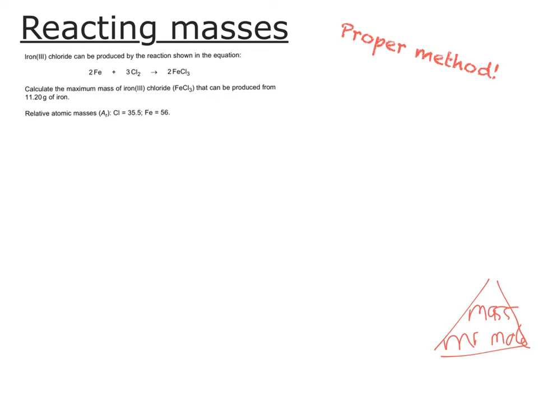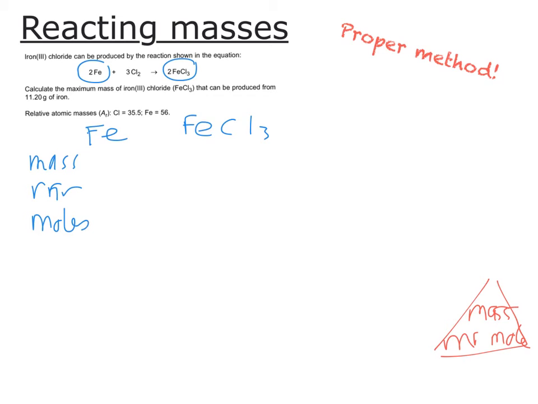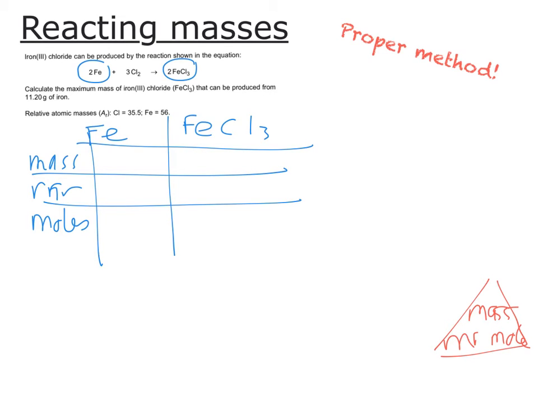Okay, so it's the same question. We're looking to work out the maximum mass of the iron chloride that can be produced from 11.2 grams of iron. So I'm going to set out a little table over here. I've got my iron and my iron chloride. And down the side here, I'm going to write down the mass, the MR, and I'm also going to write down the moles for each of those, into a grid, just like I did in the titration method.